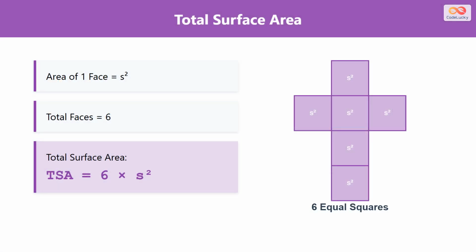Now let's calculate the total surface area. Since a cube is made of 6 identical square faces, the formula is very simple. We just take the area of one face, which is side squared, and multiply it by 6. So, the total surface area is 6 times side squared.